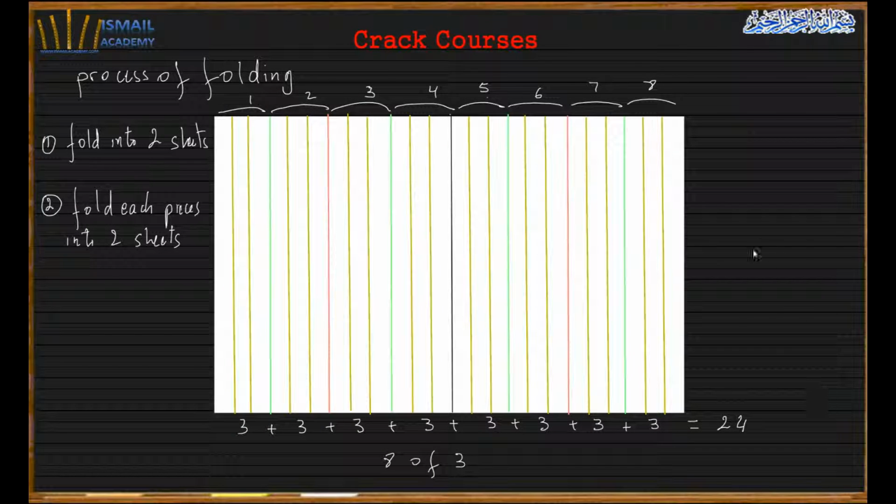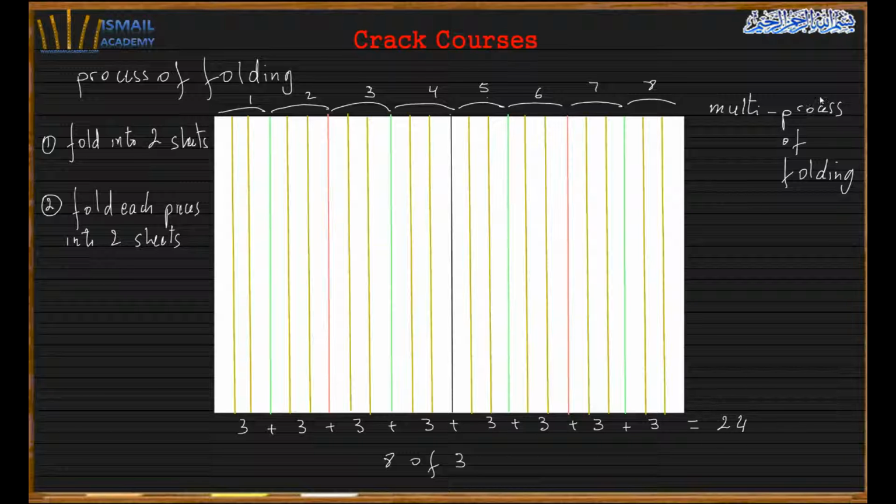Now my question to you is, how many processes of folding did we do? We didn't do one, we didn't do two, we did more than two. So what do we call that? There's a word we use for more than two: either many or multi process of folding. Exactly what we did in order to get that number. So we did multi-process of folding in order to get 24.